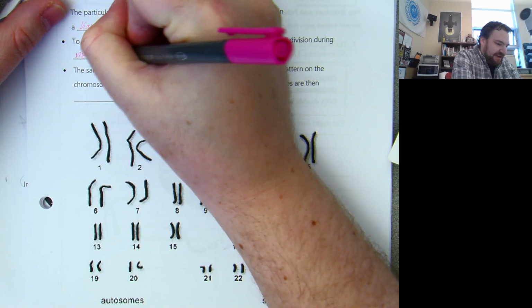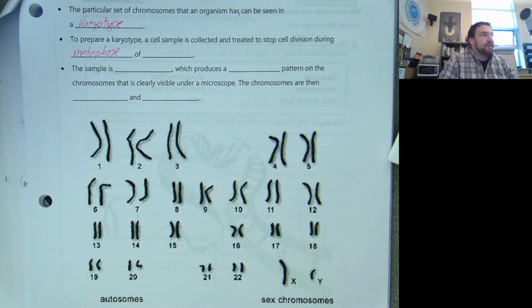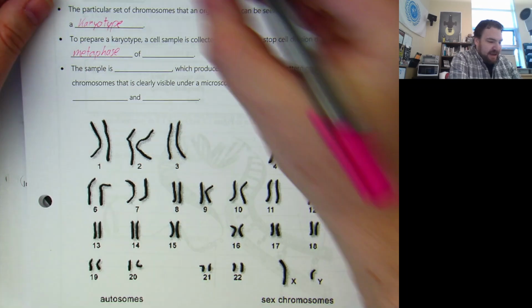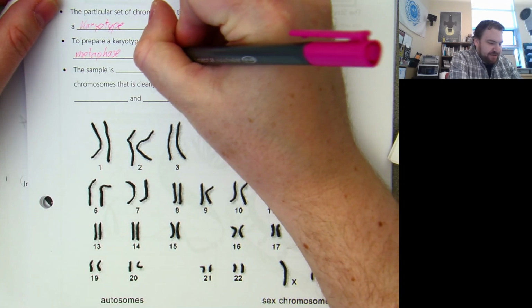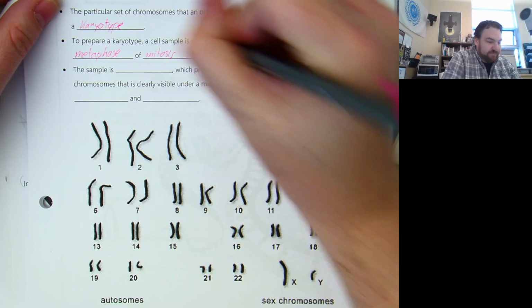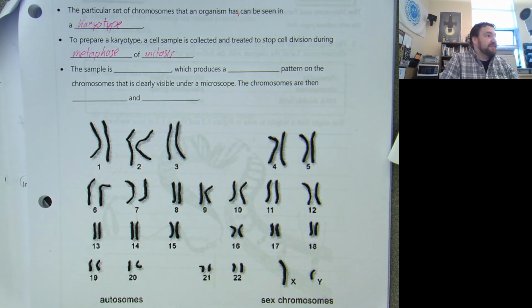Metaphase is the phase where the nucleus has dissolved and the DNA has condensed into chromosomes, and they've arranged themselves in homologous pairs. And it's metaphase of mitosis. We don't want meiosis because things are duplicating. We don't want that.